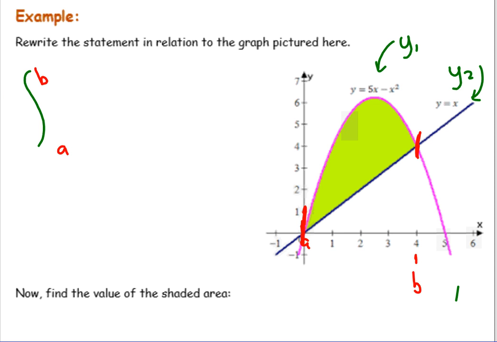So BA, don't forget it's the big area. So do your big bracket. It's the big area, the top area, 5x minus x squared minus, and it's just x, so feel free not to put it in another bracket if you don't want, dx.